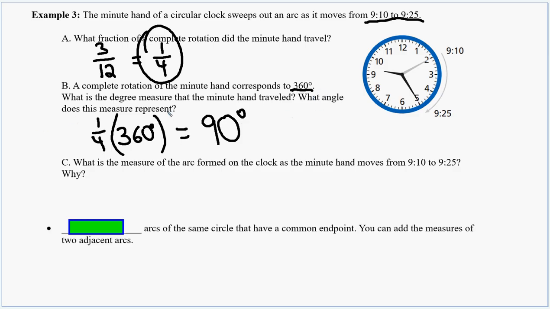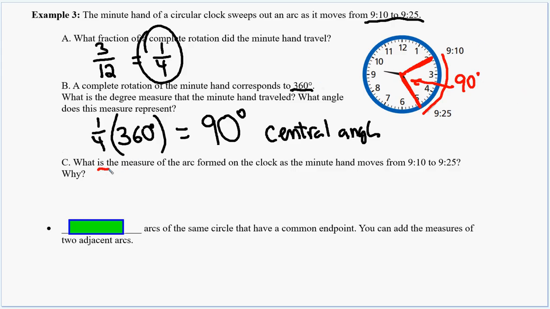What angle did this measure represent? Well, that would be the central angle. So we went, I'll use red ink, from the center of the clock to the 2, the center of the clock to the 5. So this arc out here is 90 degrees. That means our central angle is also 90 degrees.